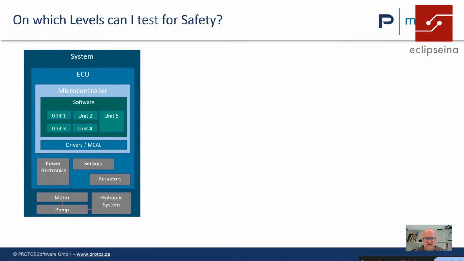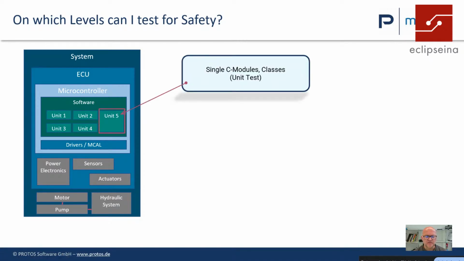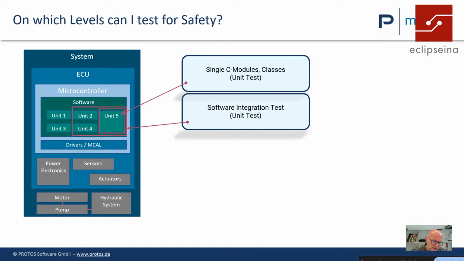Now, on which levels can I test those systems? Let's start with the smallest unit, a unit in your programming language. This would be a C module or a class in your system. The test for such a unit would be a unit test. One level up, you have a software integration test. You bring several units together, and you still can use a unit test framework to execute this kind of test.